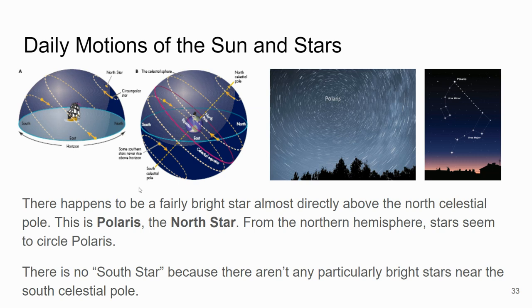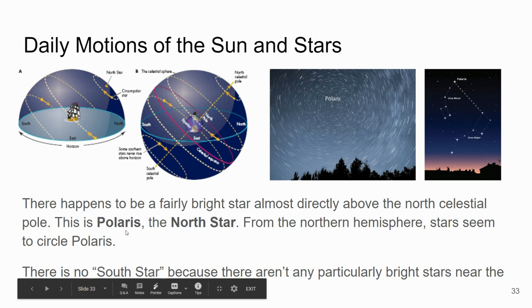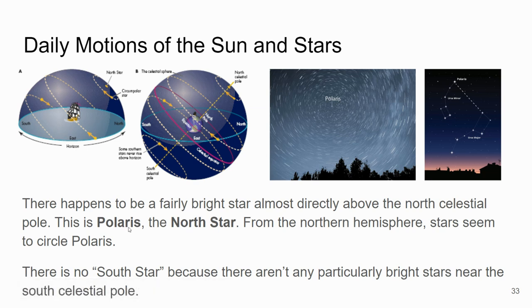So here in the north, right now in 2020, and for the last 1,000 or so years, and for the next 1,000 or so years, there happens to be a fairly bright star that just happens to be right about at the north celestial pole. This is Polaris, the North Star. It's in the name, Polaris, pole star. So from the northern hemisphere, stars seem to circle Polaris. So up there at night, there's Polaris, and the stars seem to go around it.